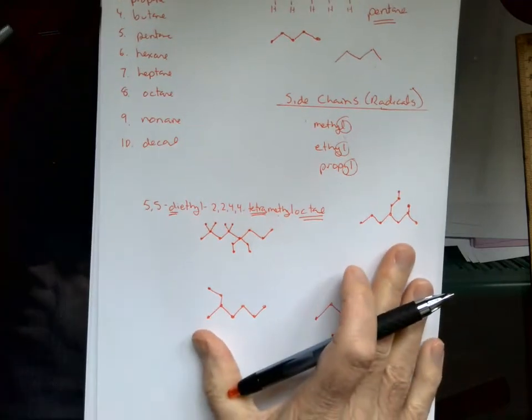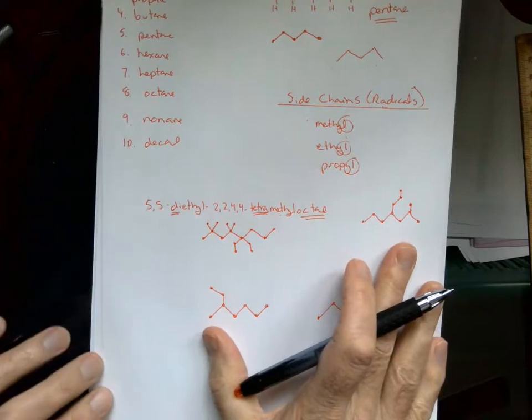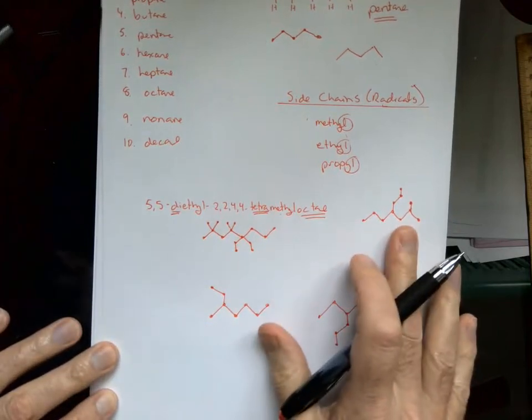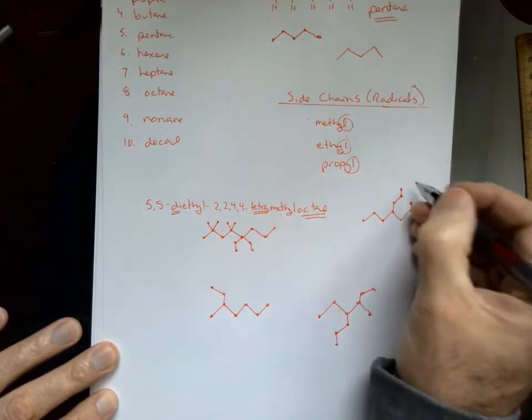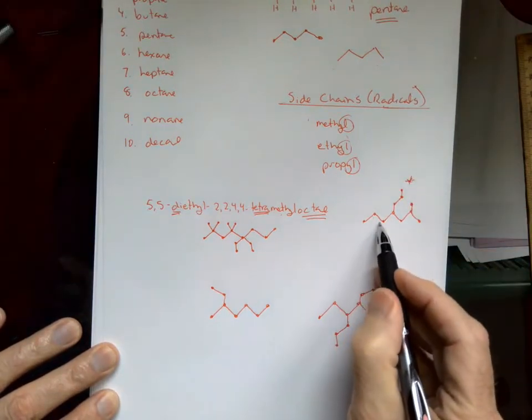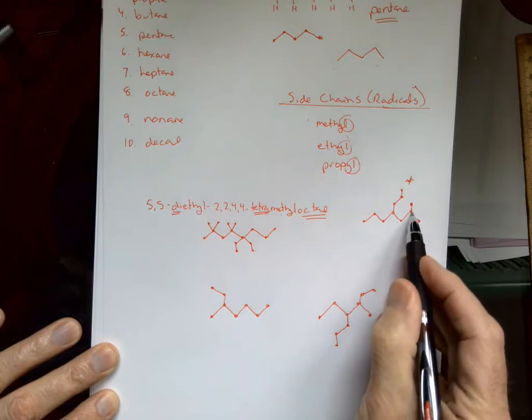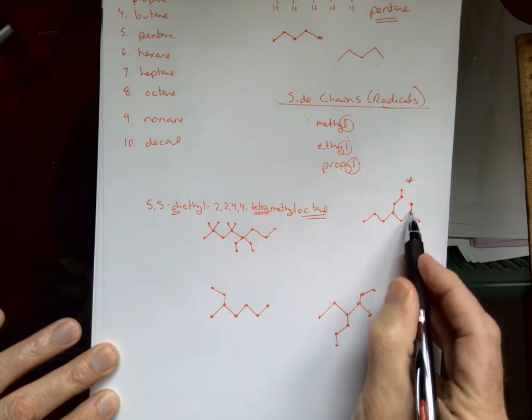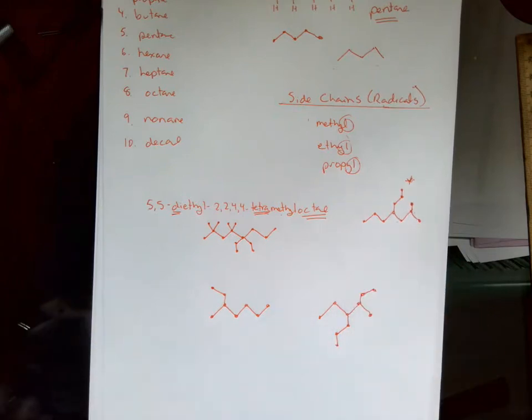If you're going to take a drawing and you're going to name it, one thing you have to be aware of is what end do you start at? You start at the end that gives you the lowest numbering. So if I went this way, it would be 4 and 6. If I go this way, 2 and 4 is my numbering.